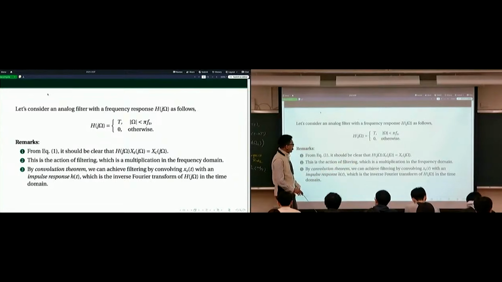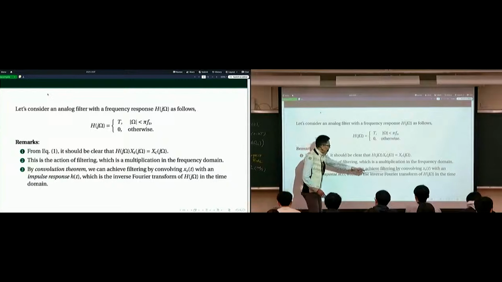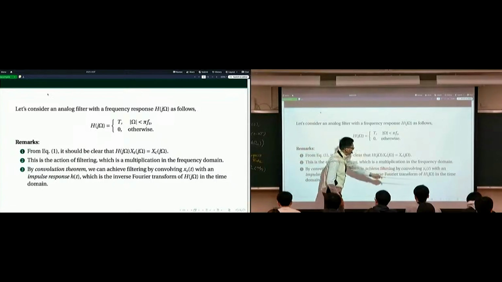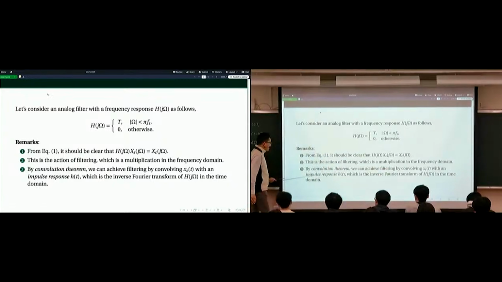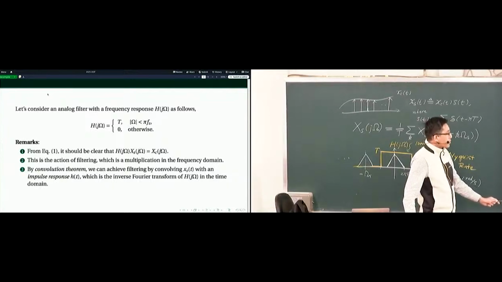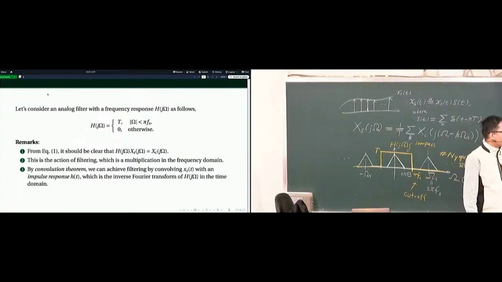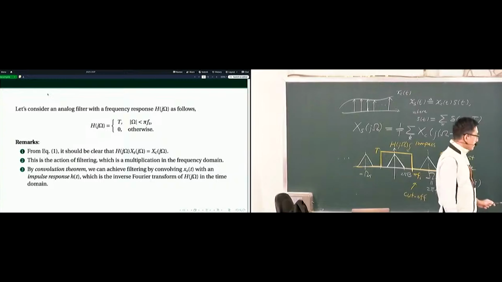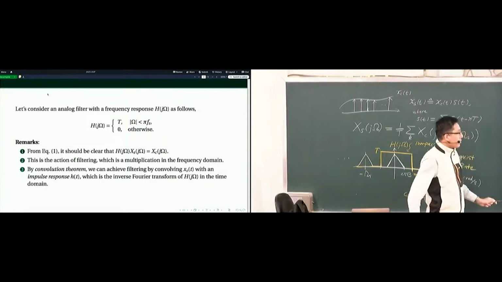So here the idea is to convolve our result of sampling with the impulse response. What is the impulse response? The impulse response is the inverse Fourier transform of the frequency response. So that's how we call them.